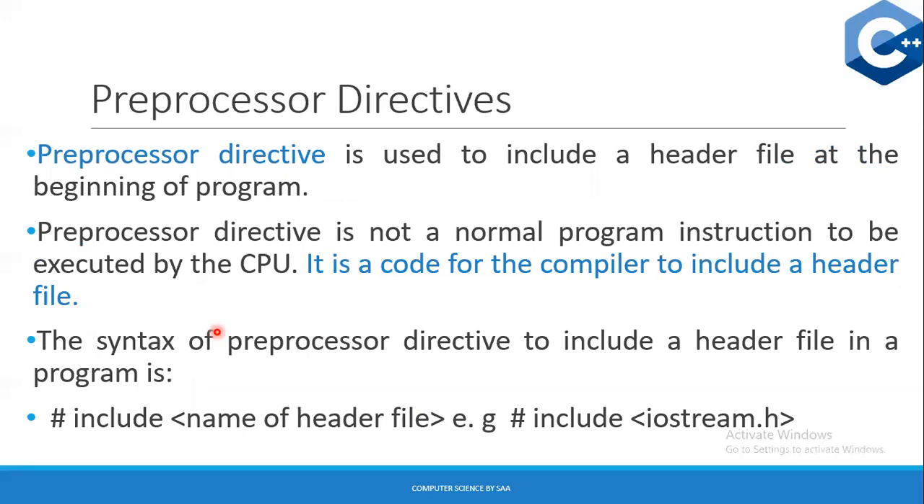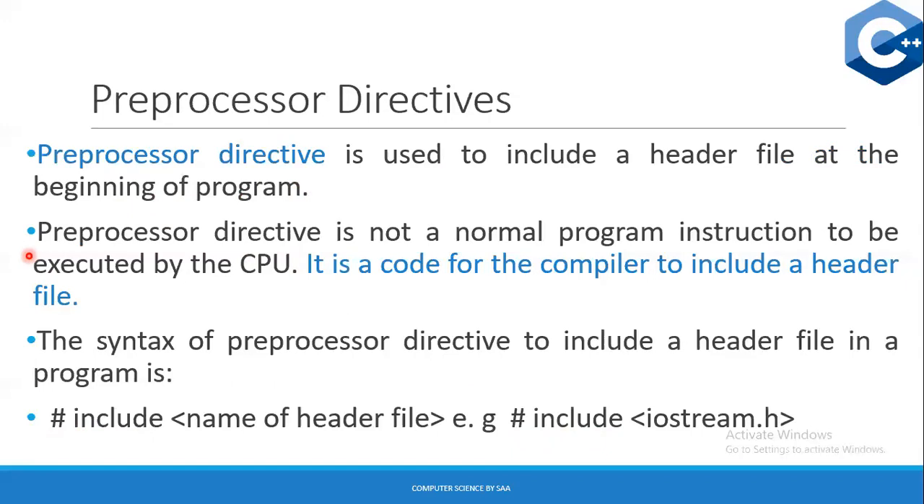The next is Preprocessor Directive. As you can see, this hash include indicates that it is a preprocessor directive. And what is a preprocessor directive? A preprocessor directive is used to include a header file at the beginning of a program. So it means that include statements are written at the start of a program, and they always start with the symbol hash and the keyword include.